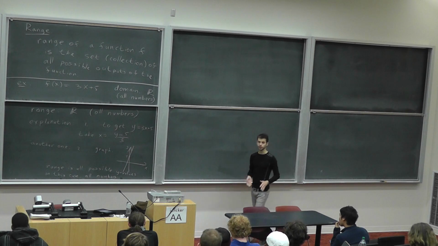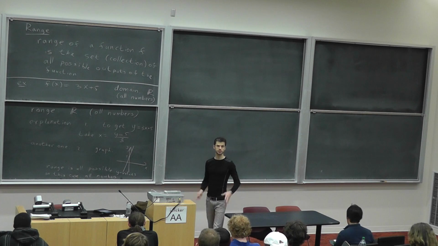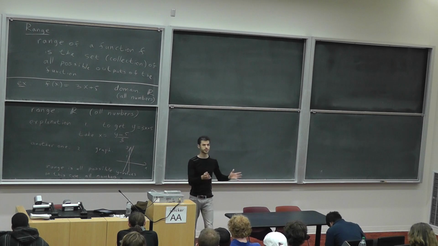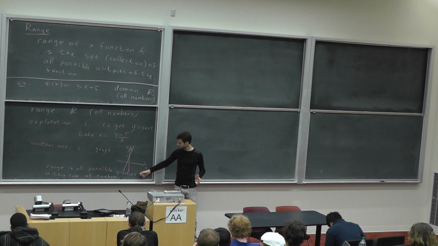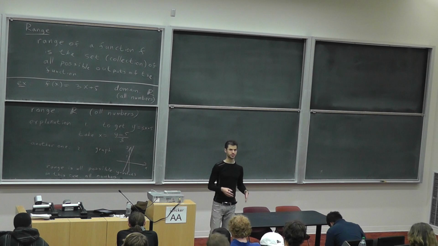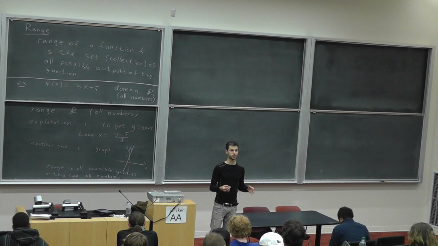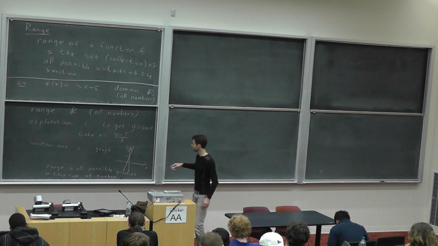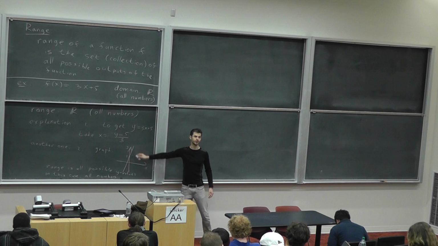Because we talked quite a bit about graphs of functions, transformations of graphs, maybe this method is actually preferable. Just look at the function, try to figure out what the graph looks like, and then what are the possible y values.